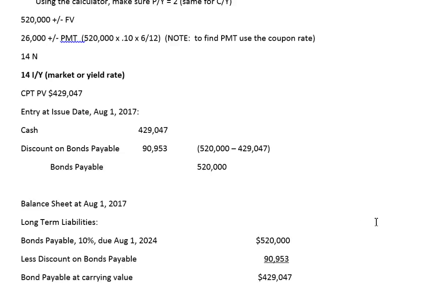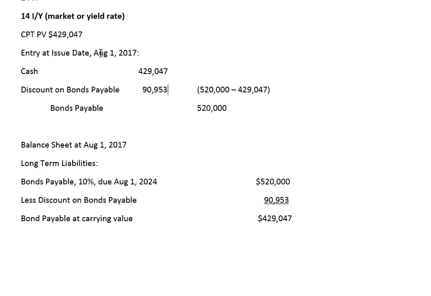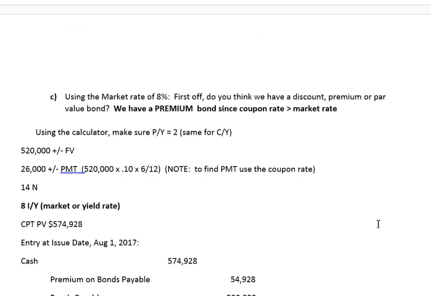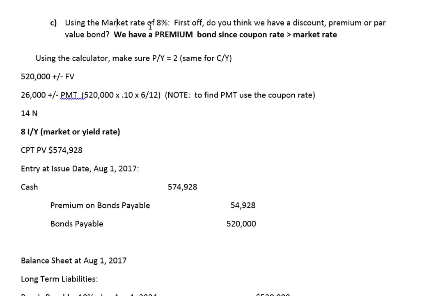So now we have that. So if we were to do a balance sheet at the date we make the entry, we show in the long-term or non-current liability section your bond payable account with the coupon rate next to it and when it matures or comes due. And at that time, it's $520,000 because don't forget at August the 1st, 2017, we set it up at $520, right? We're going to deduct our discount that we set up at the issue date. So we now get the bond at its carrying value or net value of $429,047.